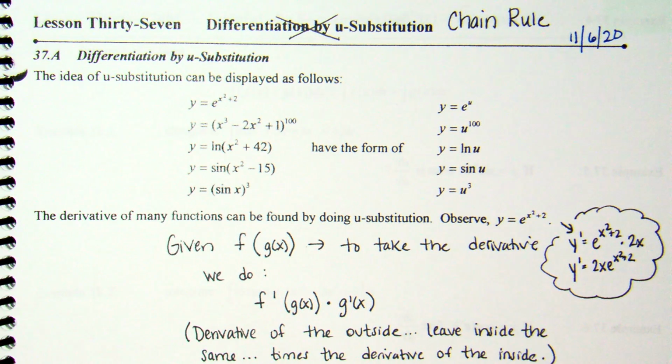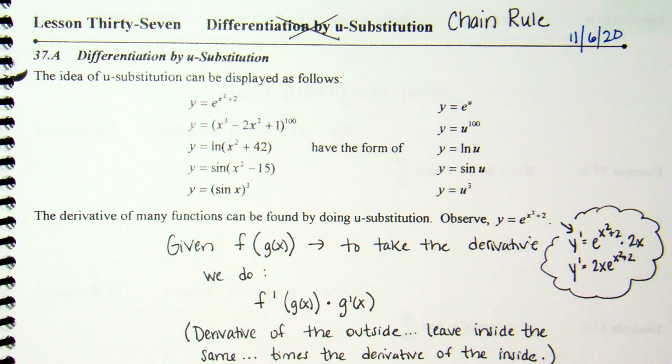Here we have x cubed minus 2x squared plus 1 raised to the power of 100. Well, what's the overall outside thing happening there? It's some base raised to some power of 100. Can you take the derivative of something raised to a power of 100? In other words, if we think of this as u to the 100, can you take the derivative of u to the 100? Yes, you can. Now, the chain rule means we're also going to take the derivative of the inside. I'll get to that in a moment.